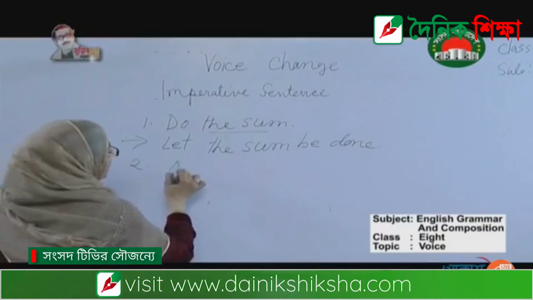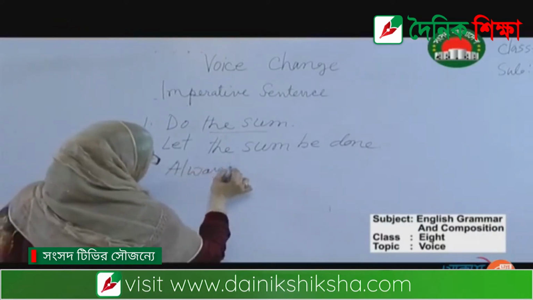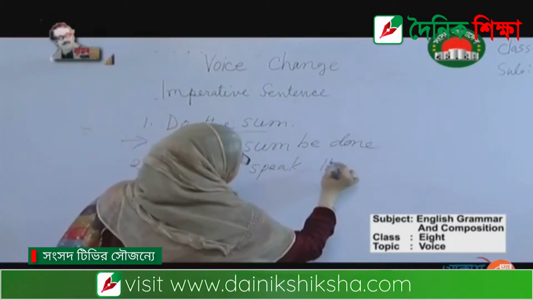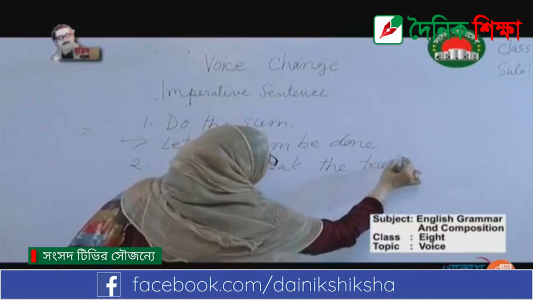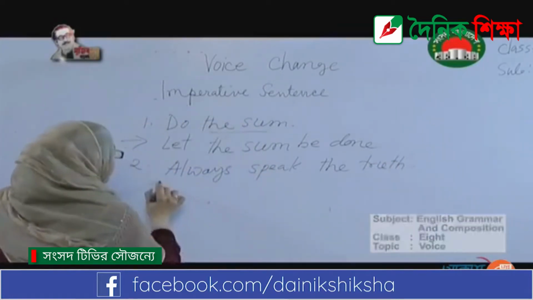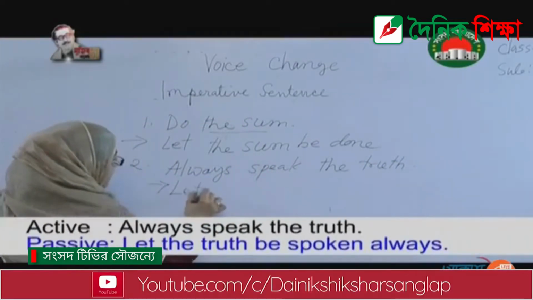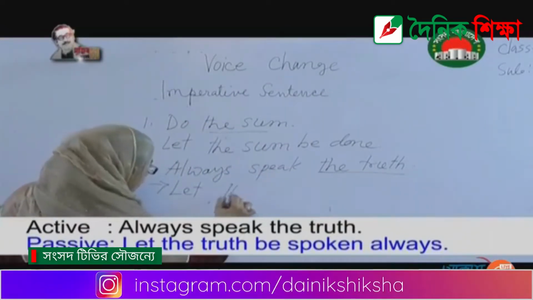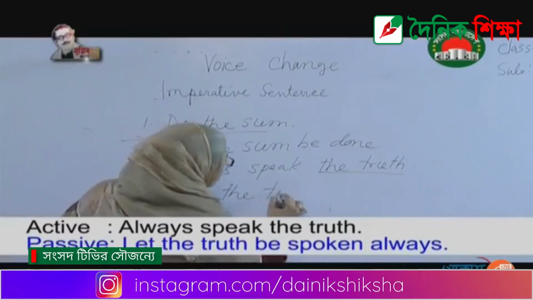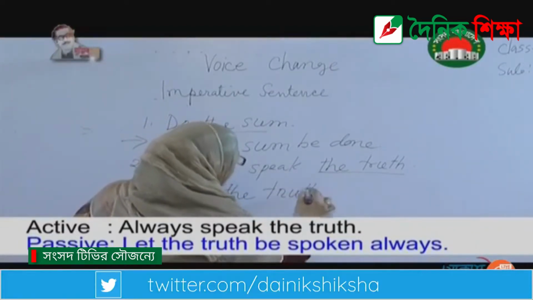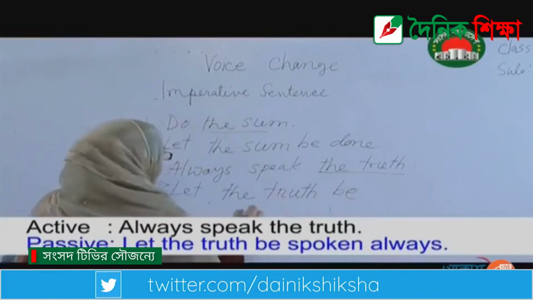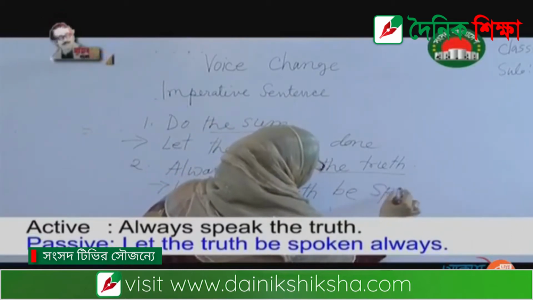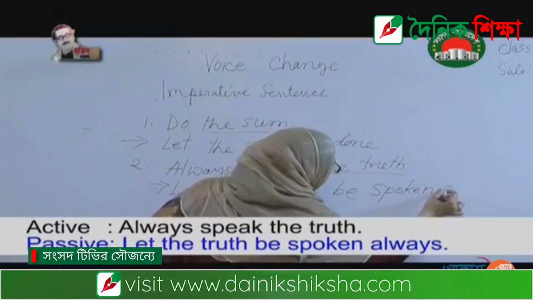And the second one, always speak the truth. This is also an imperative sentence. Here we also use let. The object of the sentence, the truth, will be the subject. Let the truth, we use be, spoken, always.